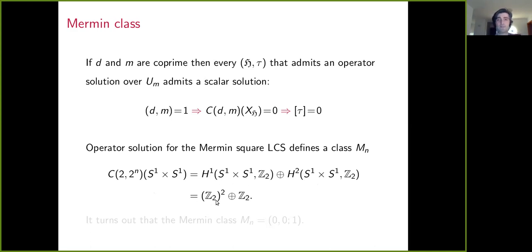So H1 of the torus is (Z mod 2) squared, which is generated by the two non-contractible loops, and H2 of the torus is just a copy of Z mod 2. So if you ask what the corresponding class is that comes from the operator solution of the Mermin square, then it requires a computation. It turns out that the Mermin square, which I will denote by capital M, corresponds to the class given by 0, 0, 1. So the first part coming from H1 is 0, and the second part corresponding to H2 is 1. That is the significant indication that it's a contextual one, because the second cohomology appearing here is non-zero.